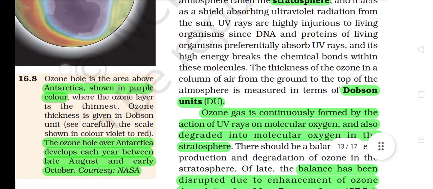UV rays are highly injurious to living organisms since DNA and proteins of living organisms preferentially absorb UV rays, and its high energy breaks the chemical bonds within these molecules. The thickness of the ozone in a column of air from the ground to the top of the atmosphere is measured in terms of Dobson units, DU.